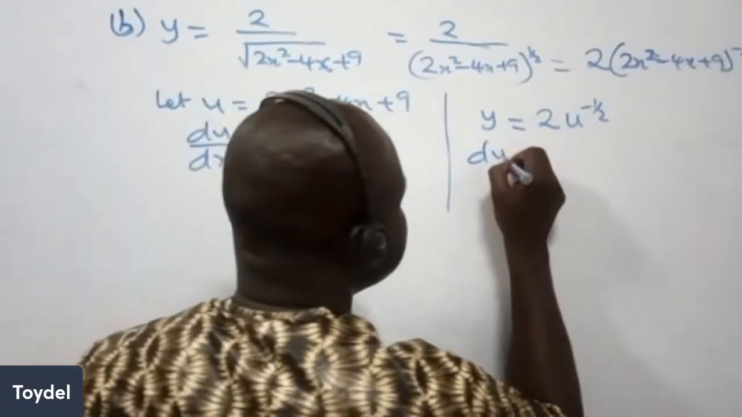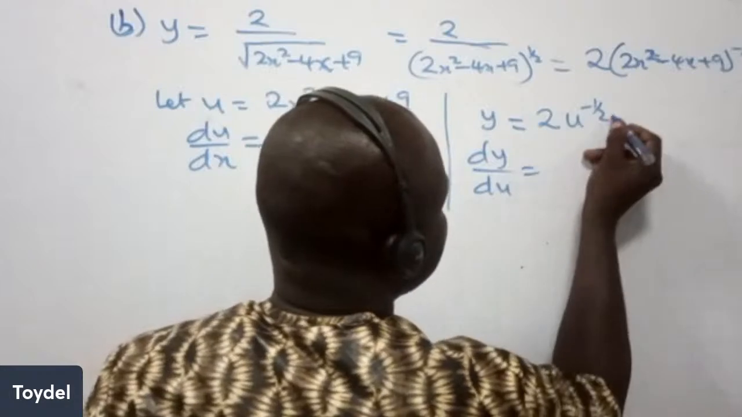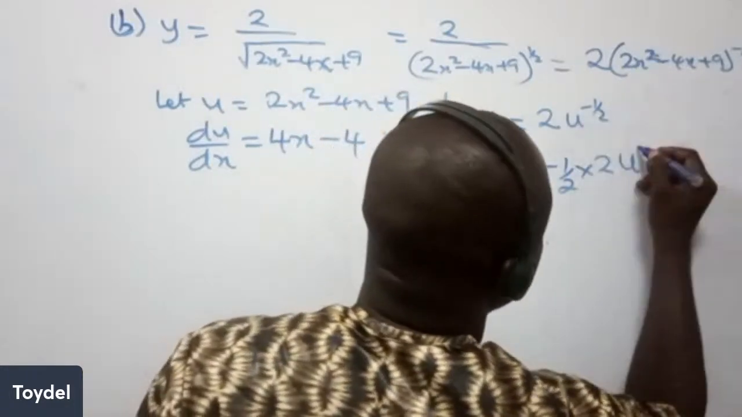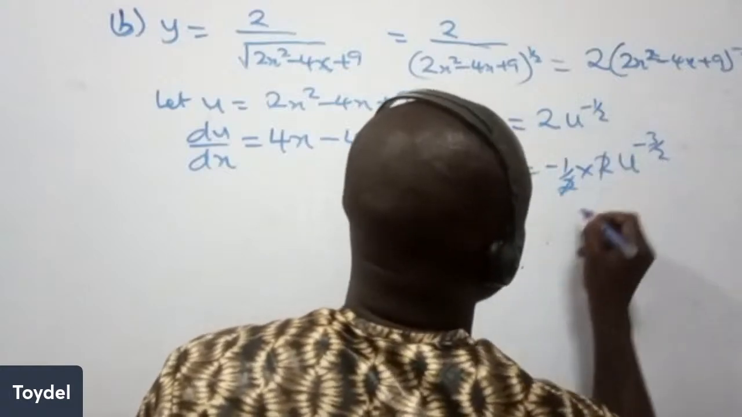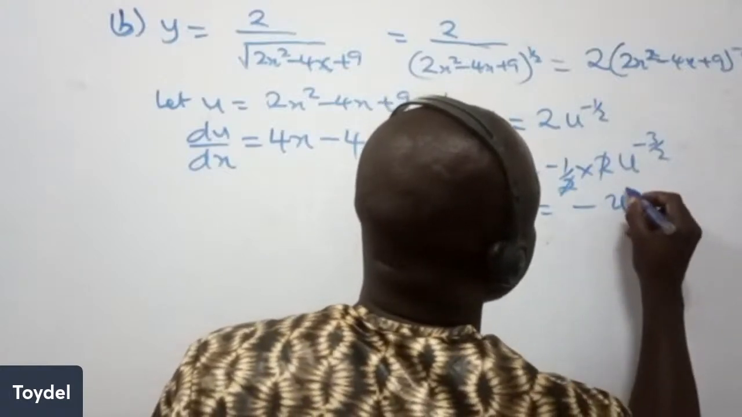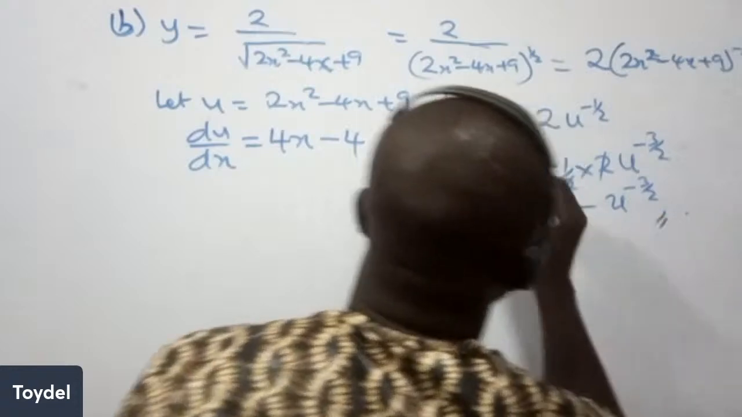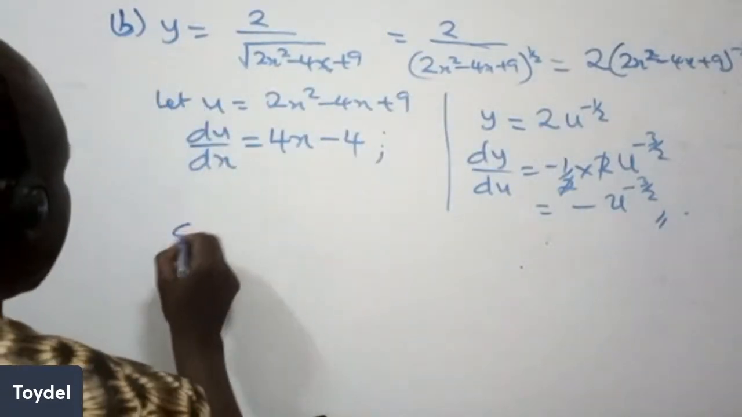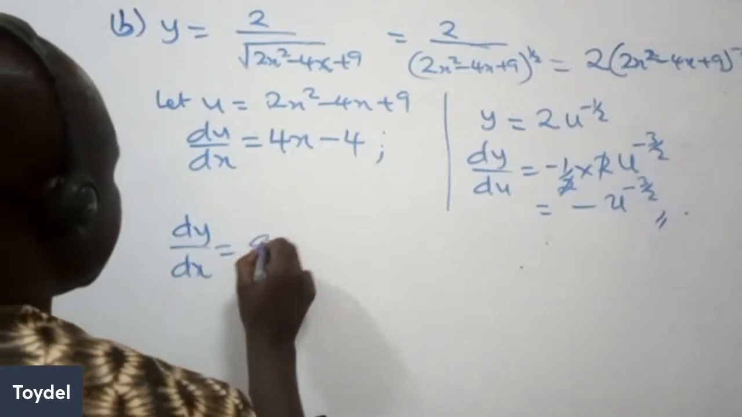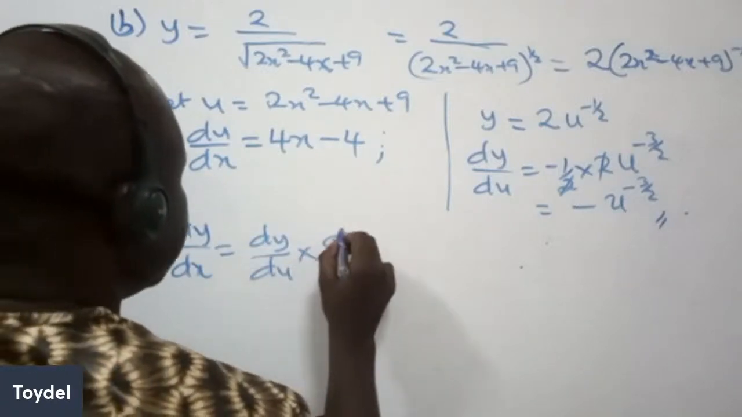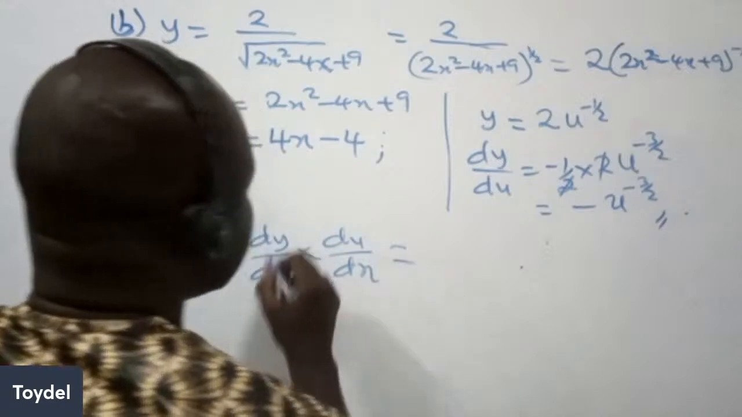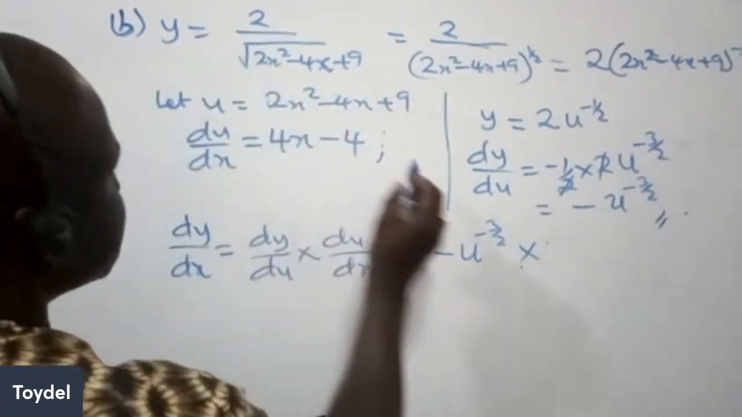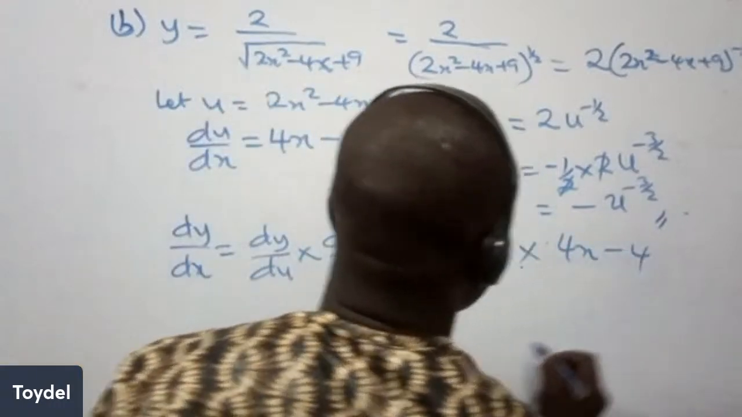So if you now differentiate y with respect to u, we are going to have minus half multiplied by 2, u raised by minus half minus 1, that will be minus 3 over 2. This will take care of this. At the end of the day, we are going to have minus u raised to minus 3 over 2 as our dy/du. Then dy/dx will now be dy/du multiplied by du/dx. That is minus u raised to minus 3 over 2 multiplied by du/dx, which is 4x minus 4.